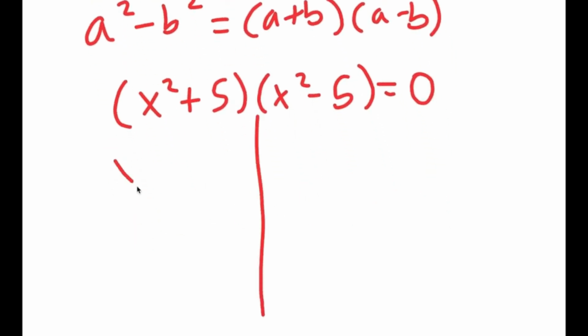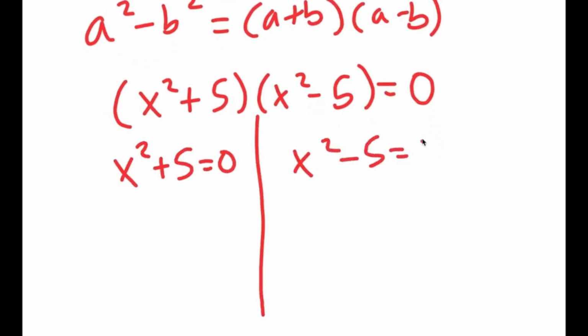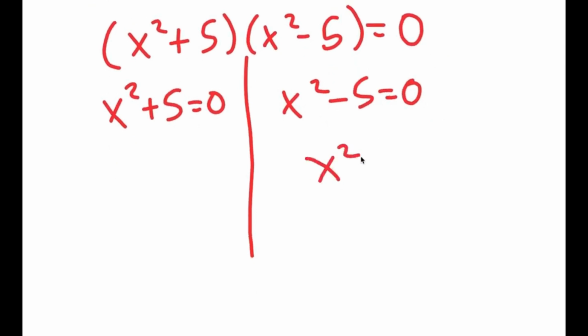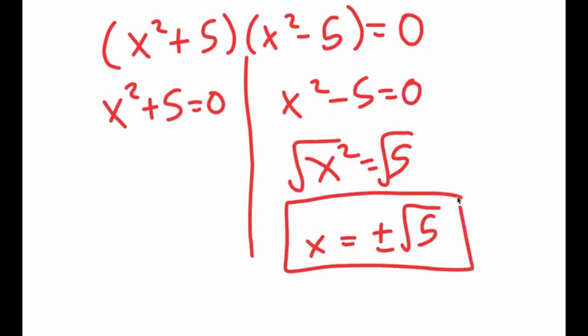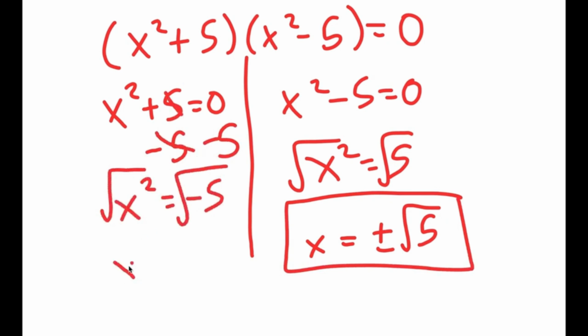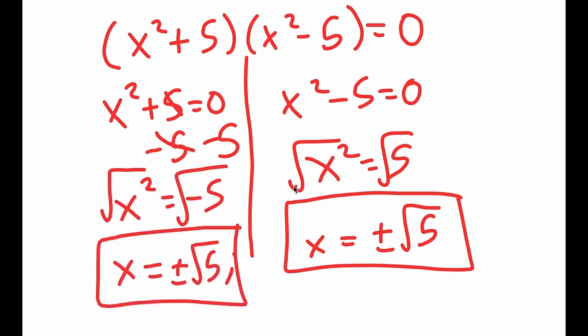So I get two equations. x squared plus 5 equals 0 and x squared minus 5 equals 0. So for x squared minus 5 equals 0, I get x squared equals 5. If I take the square root on both sides, I get x is equal to positive or negative square root of 5. Now for x squared plus 5 equals 0, I can subtract 5 on both sides. So I get x squared is equal to negative 5. If I take the square root, I get x is equal to the square root of negative 5, which is equal to the square root of 5i. So these are my four solutions to this equation.